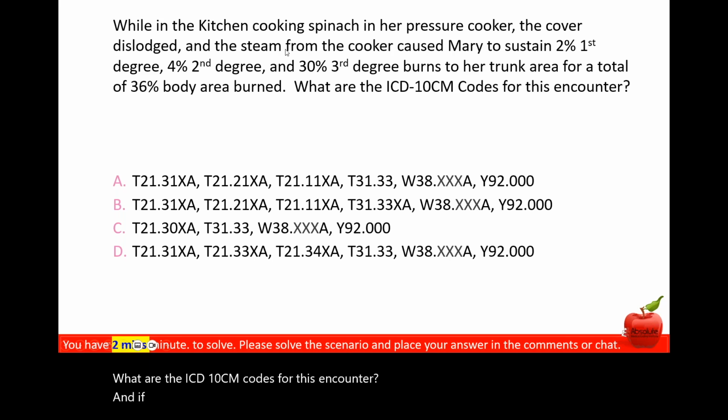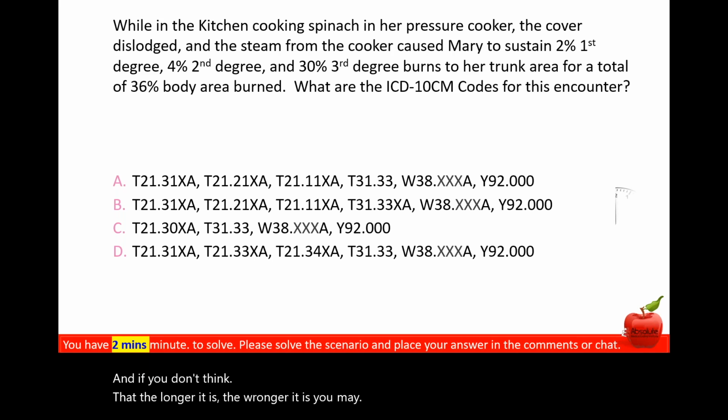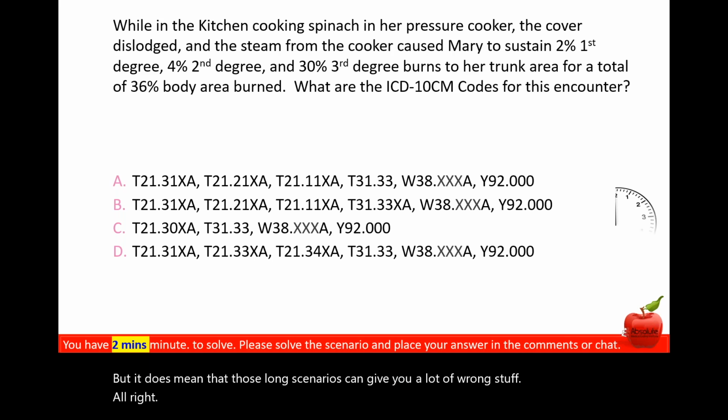And if you don't think that the longer it is, the wronger it is, you may have an aha moment. It doesn't mean the longest is wrong, but it does mean that those long scenarios can give you a lot of wrong stuff. All right, I digress. Your time continues.